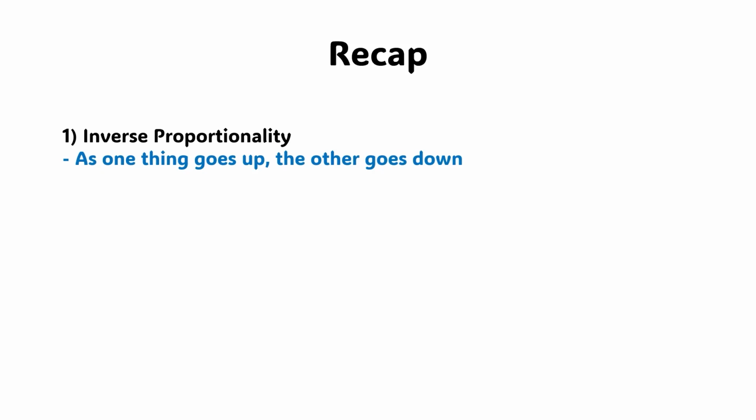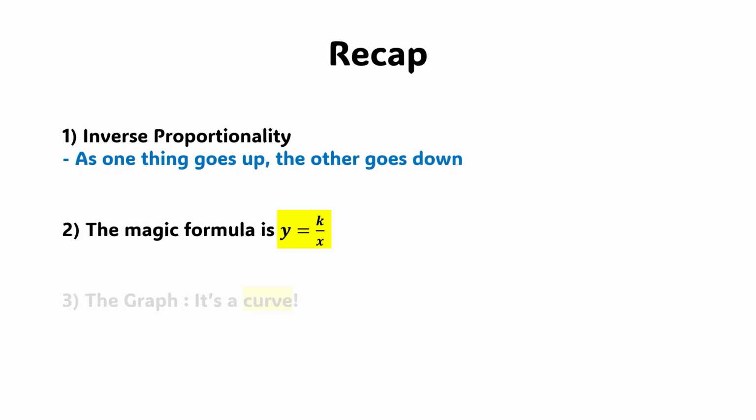Alright, let's do a quick recap of what we learned today. Inverse proportionality is when one value goes up, the other value goes down, just like our seesaw. The magic formula is y equals k over x. The graph is a smooth curve that never touches the axes.